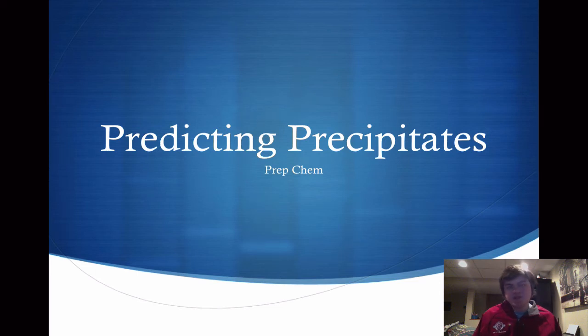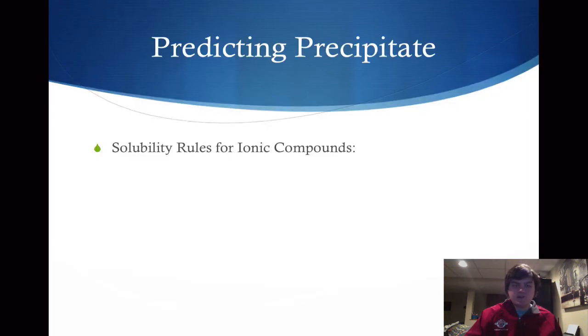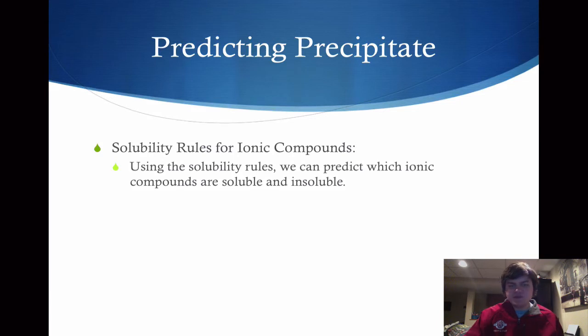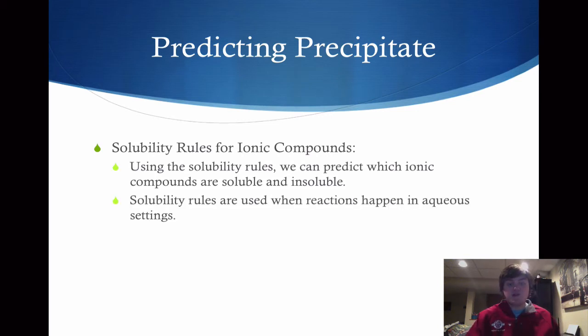Hello, we are going to talk about predicting precipitates and solubility of ionic compounds in water. There are a set of solubility rules for ionic compounds. The set that we are using is based on our textbook, and it is a series of 5 rules. Using these rules, we can predict which ionic compounds will dissolve in water, so which ones are soluble and which ones are insoluble, meaning they do not dissolve in water.